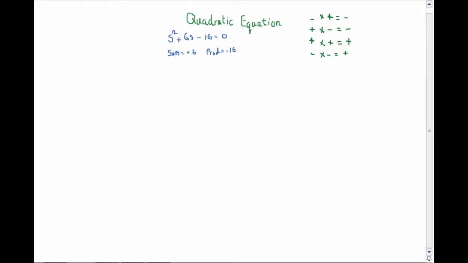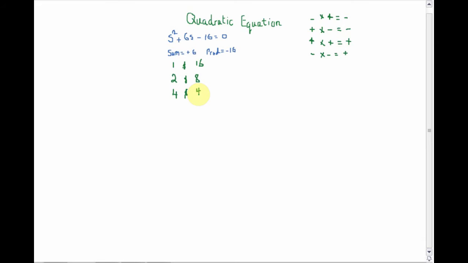So now we'll write out two numbers whose product will give us 16. That is 1 and 16, 2 and 8, 4 and 4.